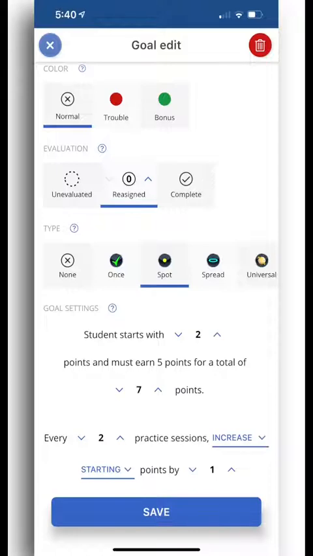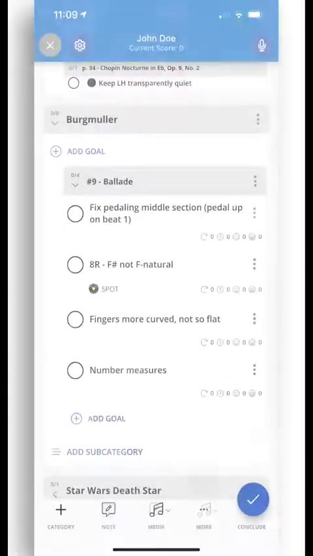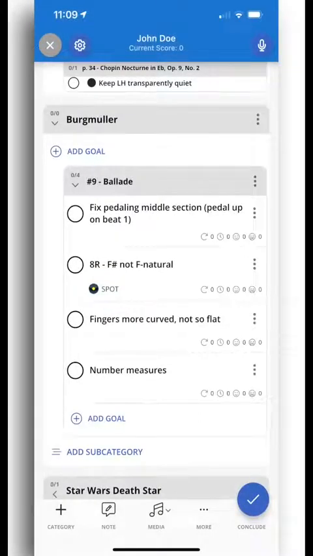Okay, so these settings are default for spot goals, and I'm just going to leave them and save the goal. Now you see the goal marked with the word spot.